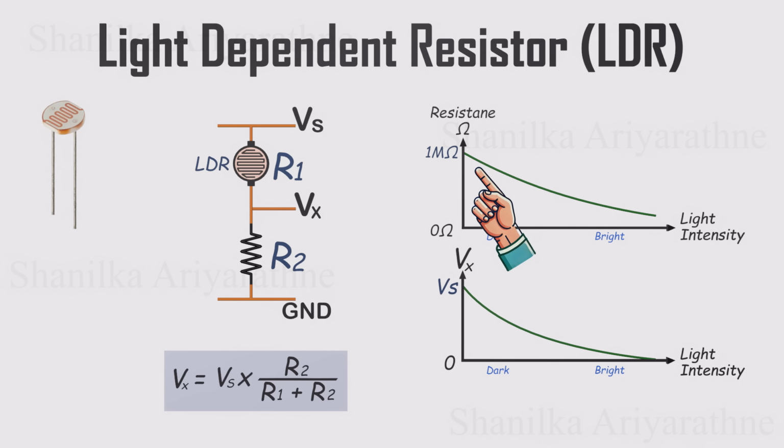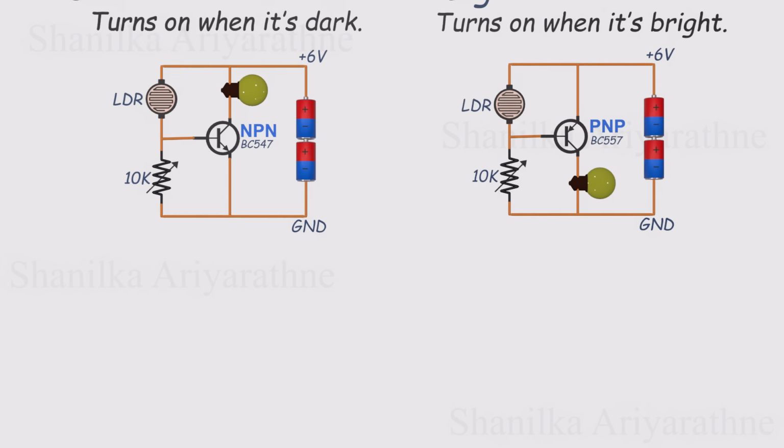In the dark, the LDR's resistance is high, so most of the voltage appears at the midpoint, almost equal to the supply voltage. As the light increases, the LDR's resistance drops, and the midpoint voltage goes down. Here's where the transistor comes in.